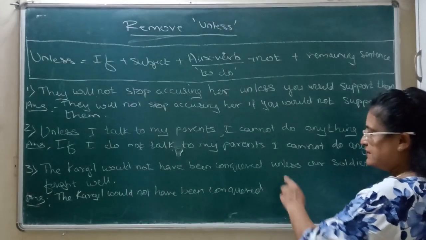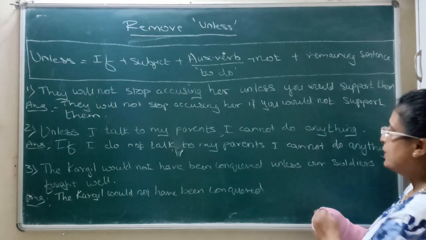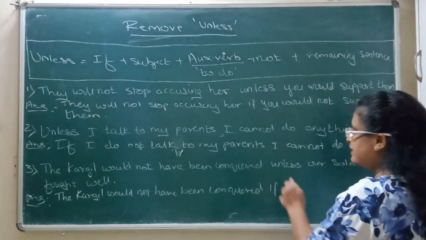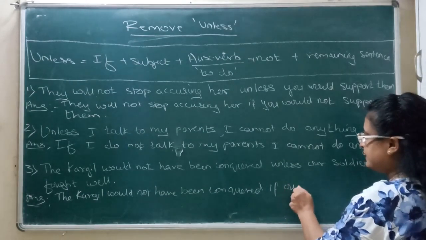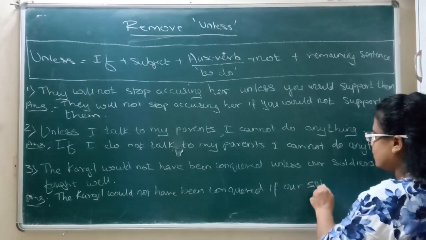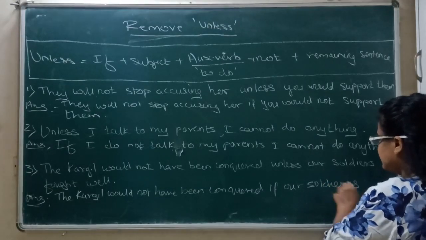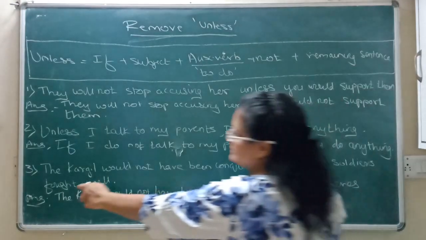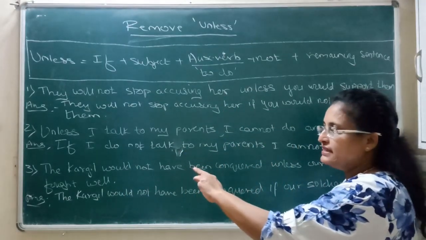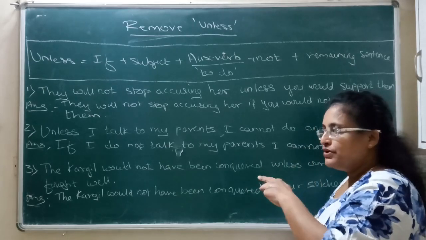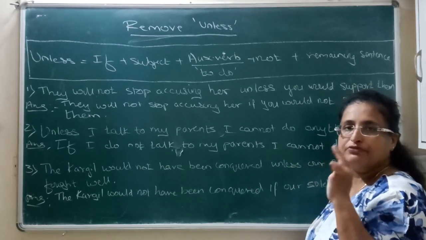Now let's come. Unless is there, you have to apply the rule. So think and do. Unless, replace it by if. After if, the subject. What is the subject in this sentence? Our soldiers. So write the same subject, our soldiers. Now fought is there. That is, there is no auxiliary verb, and fought is past form. So what you have to use? You have to take the helping verb of the to do form.